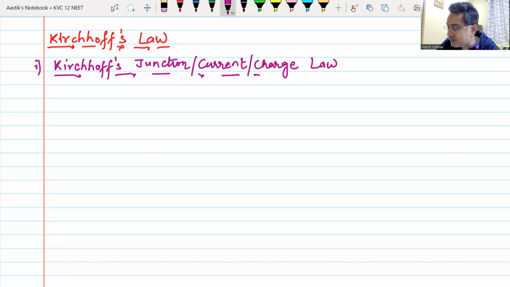Anyone has any idea what is this law? Kirchhoff's current or junction or charge law. Yes, sir. What is that?